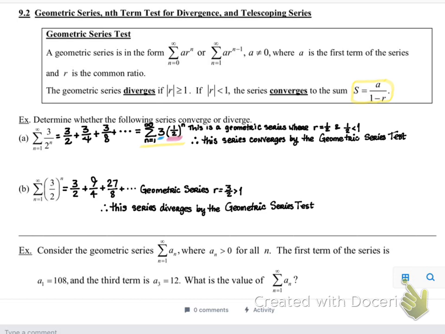The example B, however, has a common ratio of 3/2, which is bigger than 1. Therefore, this series diverges by the geometric series test. You will need to be able to state that in words that clearly. And if you really need to, you can figure out the sum of the series using the formula that was highlighted above. And you can find that the sum of this particular geometric series is 243 halves.